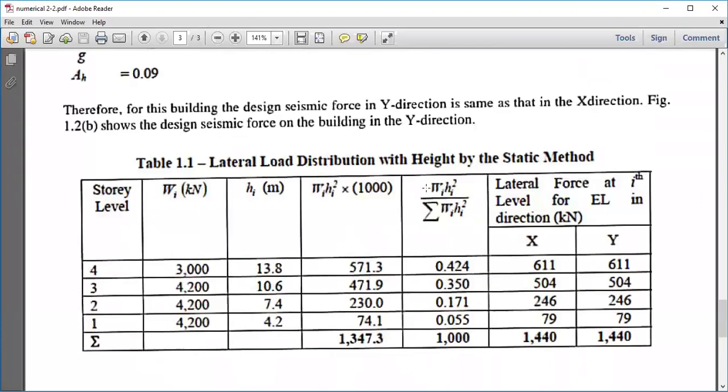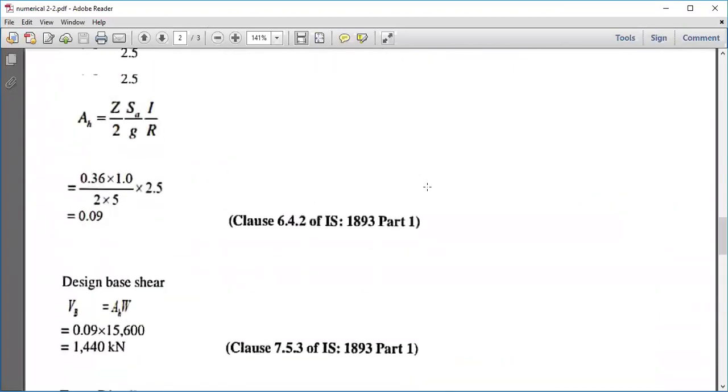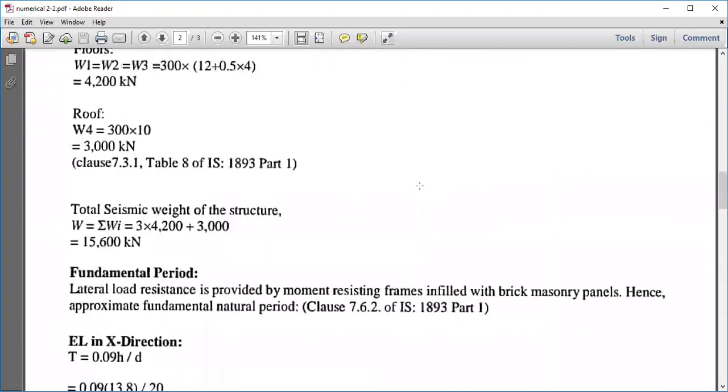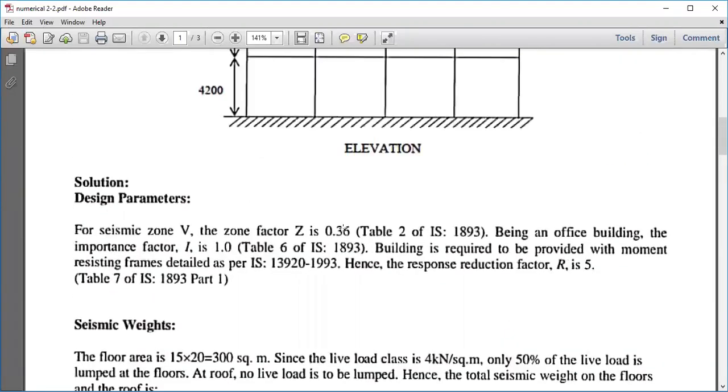I repeat, this particular example is solved by the old code method. I have given you the procedure for the new code method because the page numbers and tables are changing. Not many changes there, but there are some minute changes. So go through the clauses and page numbers given in the procedure accordingly, and then solve this particular example. Yeah, thank you.